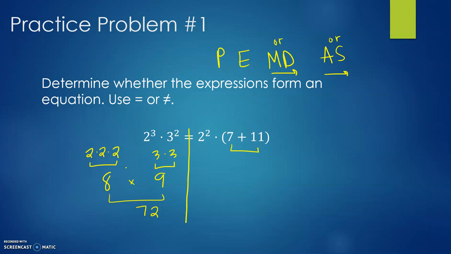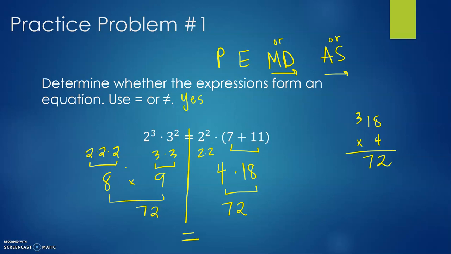So we're going to do our parentheses first. 7 plus 11 is 18. And then 2 to the second power is 2 times 2, which is 4. And then I need to solve 4 times 18. So 4 times 8 is 32. 4 times 1 is 4, plus 3 is 7. So look, both sides equal 72. These two expressions do form an equation because they balance. Both sides are equal to 72. Okay, so yes, they do.